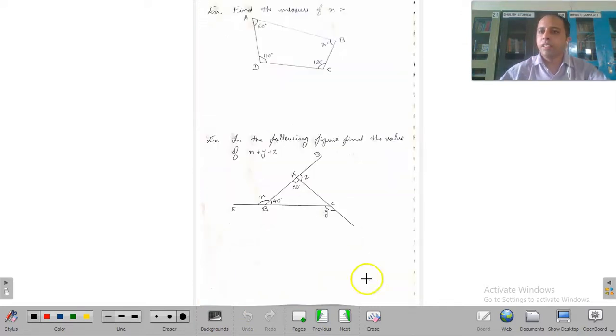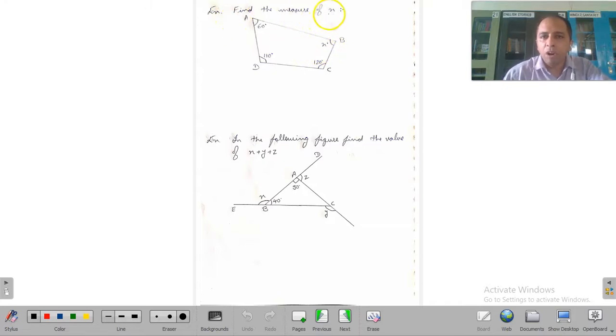Okay. Now these are the questions based on calculating the value of missing angles in a polygon. Some information will be given to us, and based on that information we have to find out the value of the remaining angle. It may be one or more than one angles.